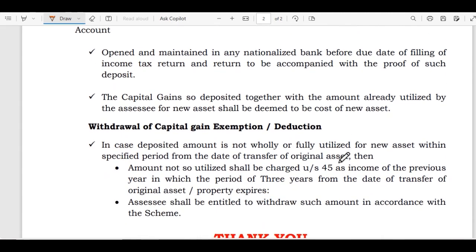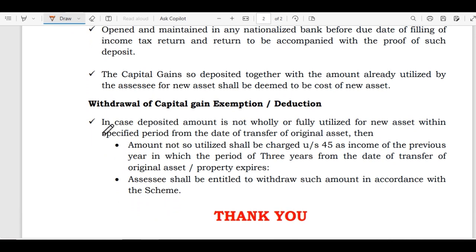Withdrawal of capital gain exemption or deduction. In case deposited amount is not wholly or fully utilized for new asset within a specified period from the date of transfer of the original asset, then amount not so utilized shall be charged under Section 45 as income of the previous year in which the period of 3 years from the date of transfer of the original asset or property expires, and assessees shall be entitled to withdraw such amount in accordance with the scheme.